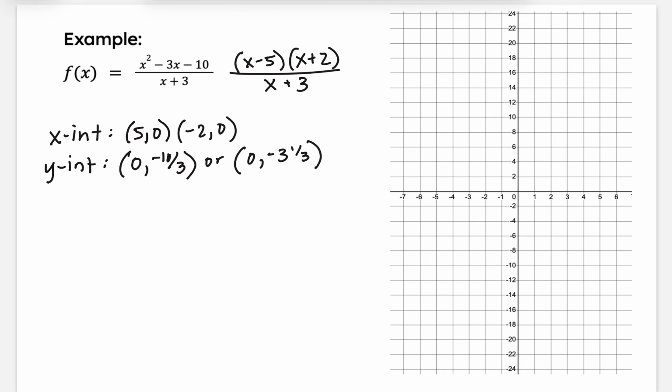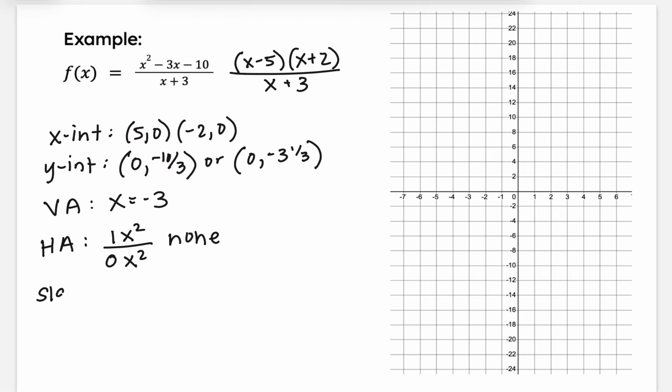So 0, negative 3 1/3. But either way. Okay, my vertical asymptote. So that is what makes the denominator equal 0. So that would be negative 3. My horizontal asymptote is our biggest power of x. So we have 1x squared on the top, and we don't have any x squareds on the bottom. So we have 1x squared over 0x squared, which is not possible. So that means we do not have a horizontal asymptote. So then we talk about a slant asymptote occurs when the degree of the numerator is 1 more than the degree of the denominator. So in this case, we are going to have a slant.